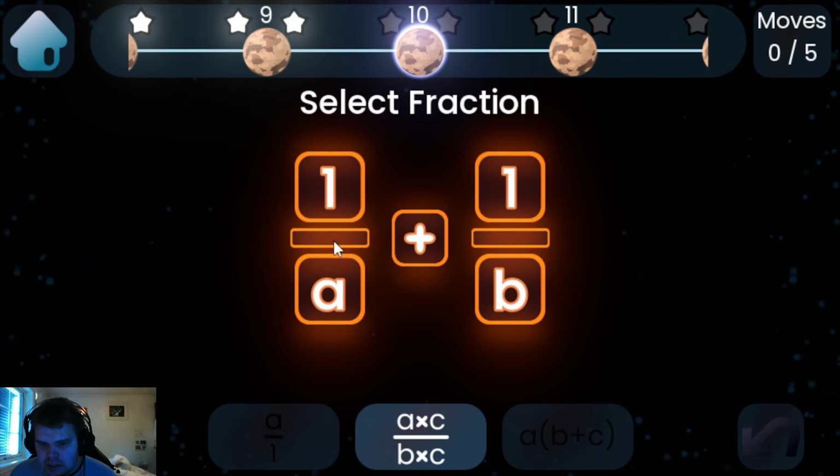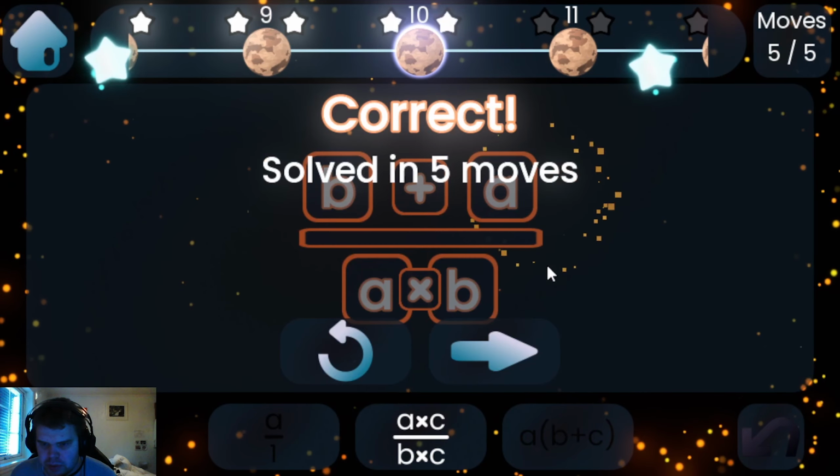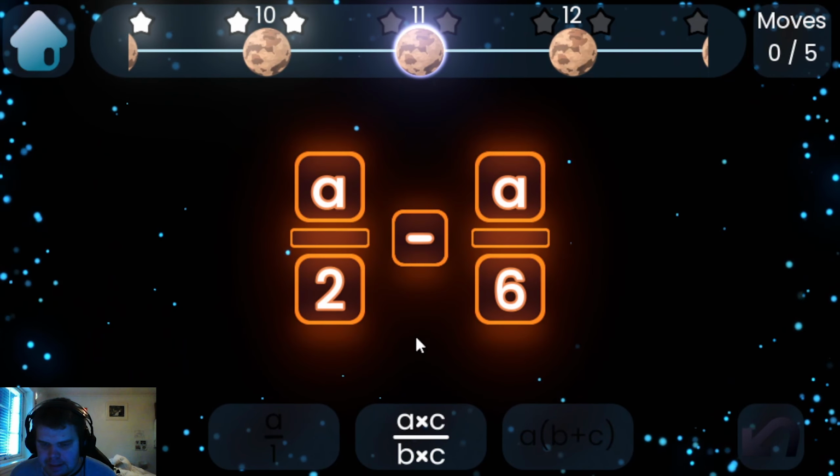All right. Again, this got to be expanded by B. This got to be expanded by A. And then clean up the ones. Nice. There's a trick here.